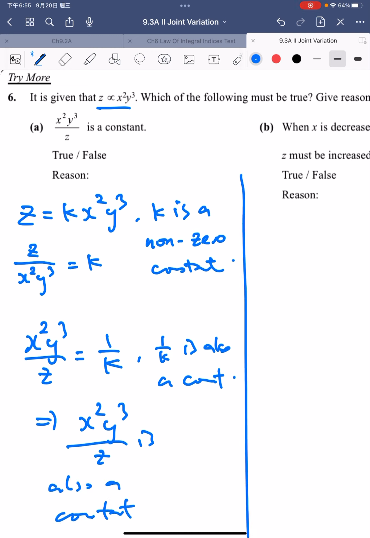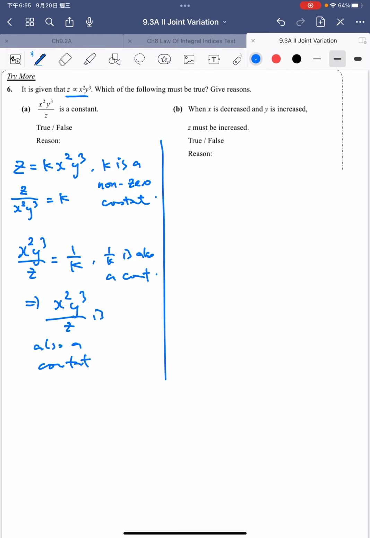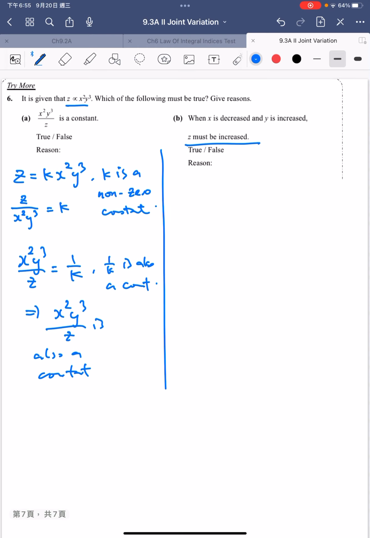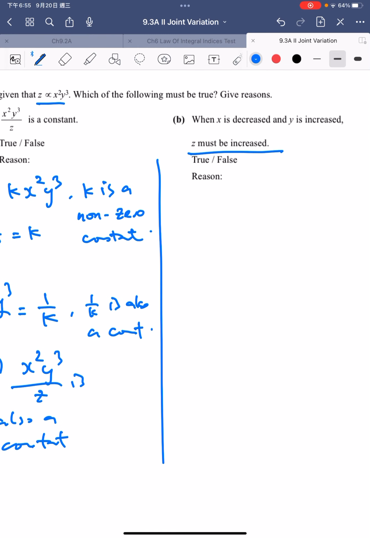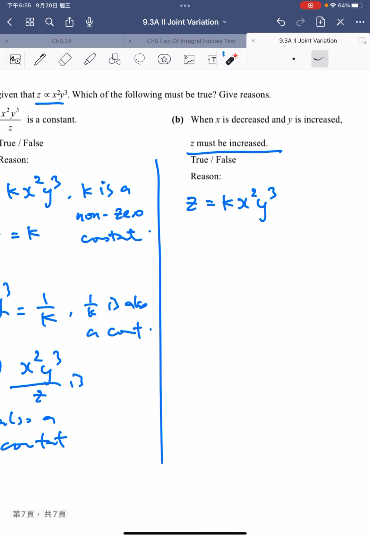So for question B, they're asking: when x is decreased but y is increased, z must be increased. Is this actually true? We have z is equal to k x squared y cubed. So let's think about it. When x is decreased but y is increased, must z be increased? For example, if x is decreased just a little bit, but y is increased a lot, then overall z will be increased as well.